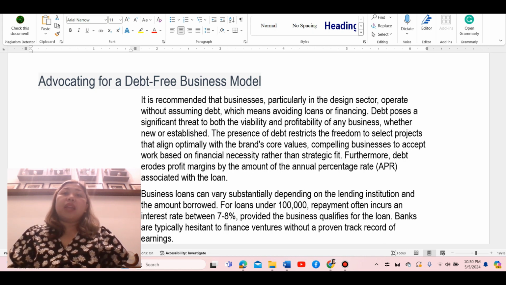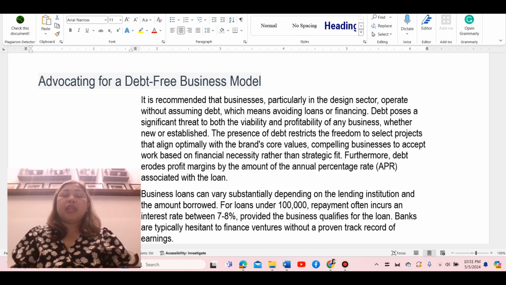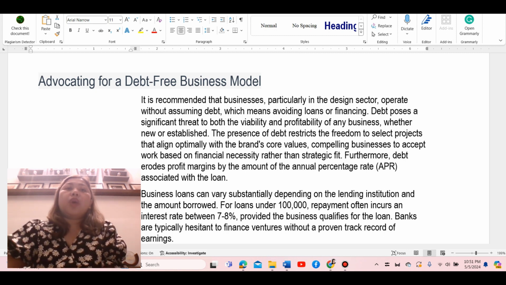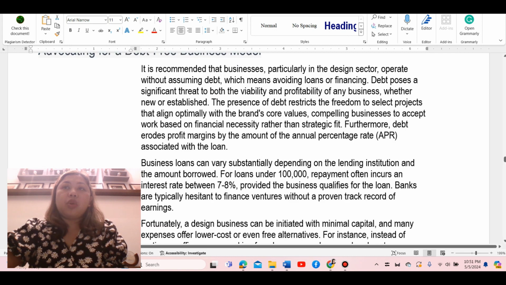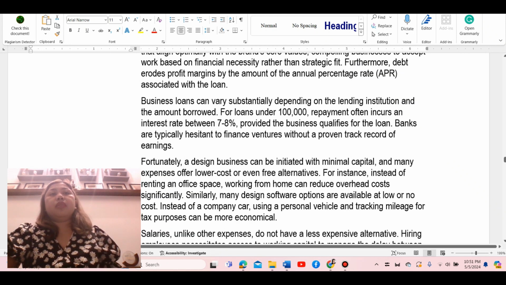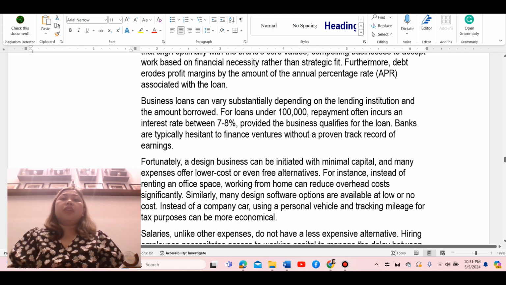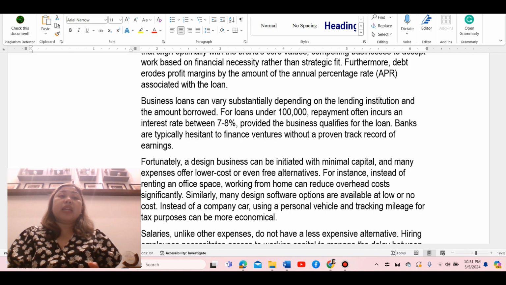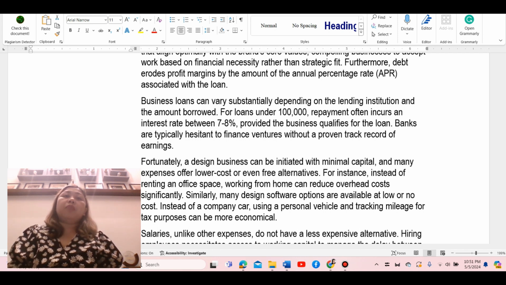The presence of debt restricts the freedom to select projects that align optimally with the brand's core values, compelling businesses to accept work based on financial necessity rather than strategic fit. Furthermore, debt erodes profit margins by the amount of the annual percentage rate associated with the loan, so the interest of the loan. Business loans can vary substantially depending on lending institutions and the amount borrowed.